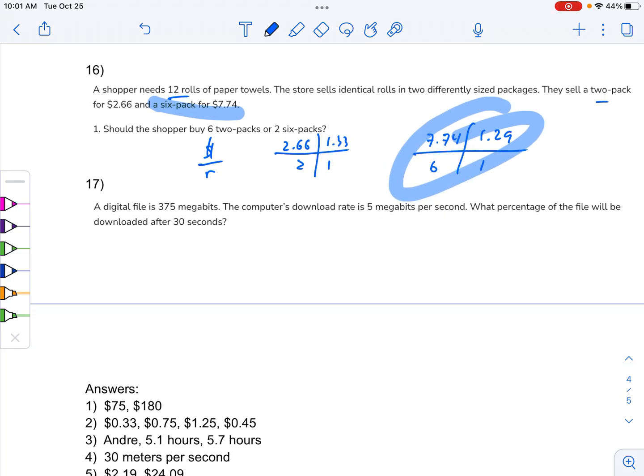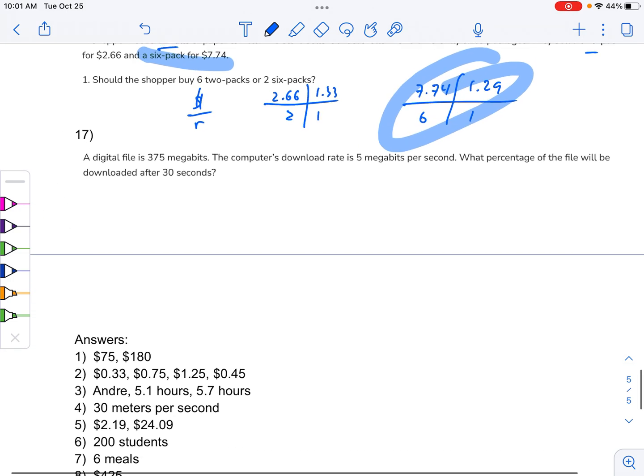Last one. A digital file is, it's okay. I'm going to use a number line for this one. A couple different ways to do this. So the digital file is 375 megabytes. The computer download rate is 5 megabits per second. So if I download for 30 seconds, what percent of the file will be downloaded? I'm trying to find 30 seconds. So 30 seconds is right here.